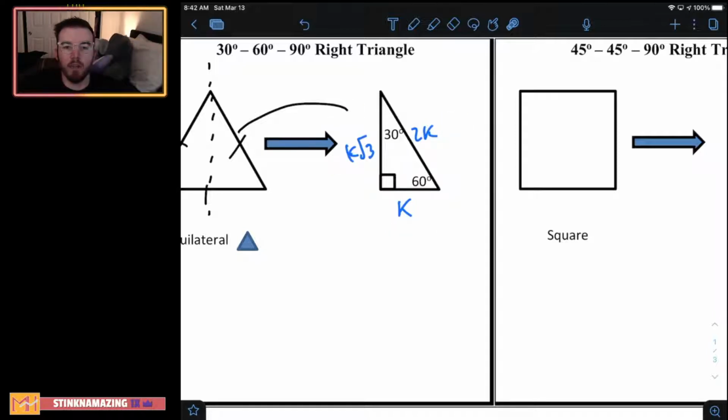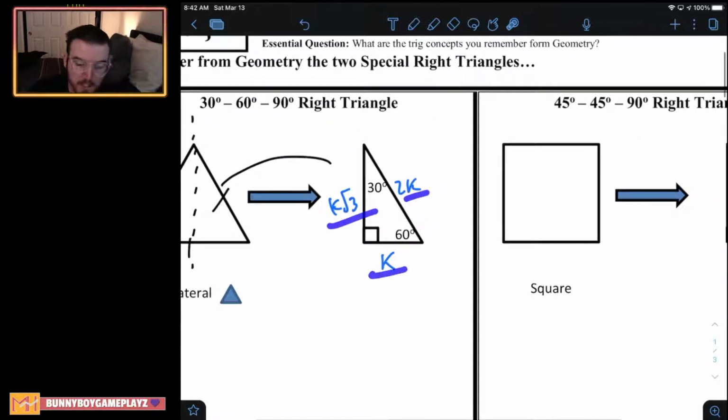Right? As the triangle gets bigger, the angles are staying the same, 30, 60, and 90, but the size of the triangle, the length of the sides, continues to get bigger as k gets bigger. But that pattern will always be true.